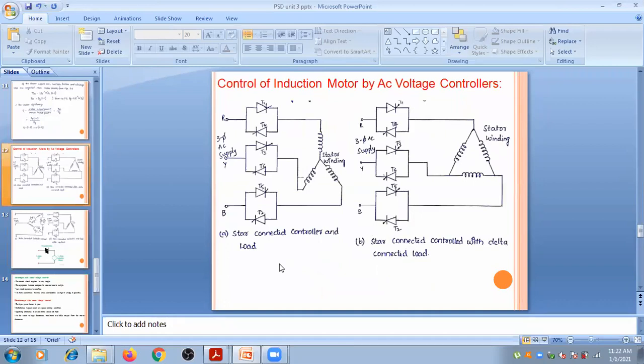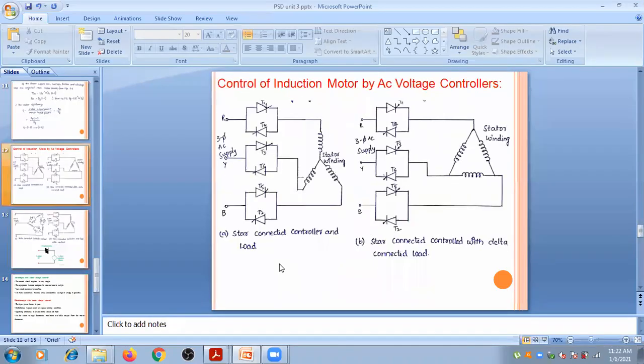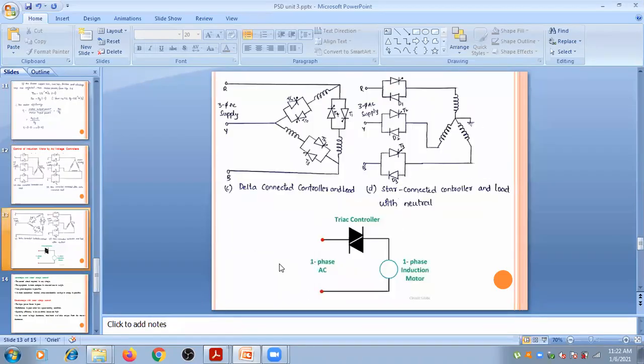Good morning, everyone. Now we will see the AC voltage controllers for single phase and three phase induction motors. We have already seen a few configurations in the previous class, namely A, B, C, D for the three phase induction motor, because for a three phase induction motor you will have two different types of winding connections, namely star connection as well as delta connection.